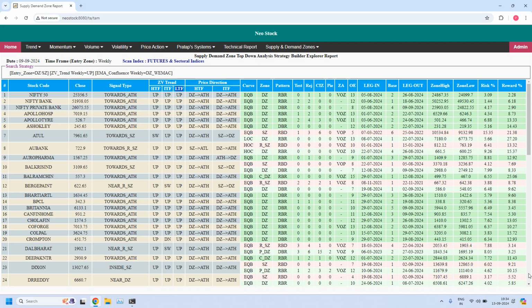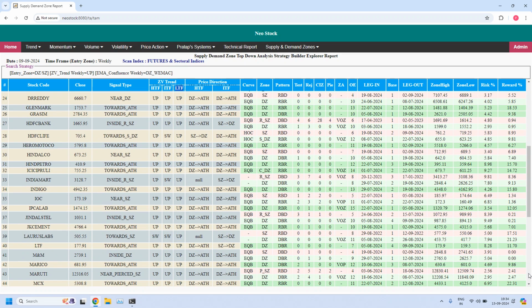Let me scroll the list down. We got a big list, but for reference purposes, because sometimes we want to look for our favorite stocks, I am scrolling the list down.